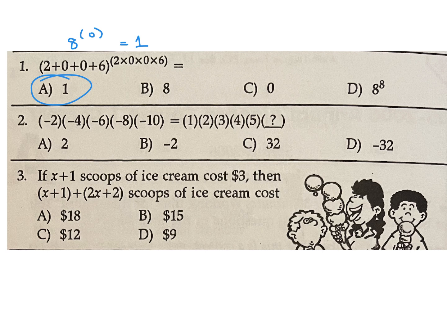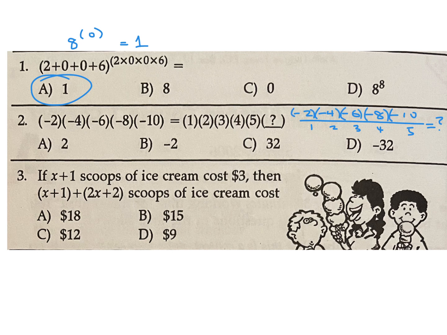Number 2, so we have 2 times 4 times 6 times 8 times 10, all negatives, and then you have 1, 2, 3, 4, 5. So what I will do is I'll just put it underneath. So we have 2, 4, 6, 8, 10, and then just divide it. We're dividing by 1, 2, 3, 4, 5. And these are negatives, right? So we got to put negatives, and then we have to put brackets.